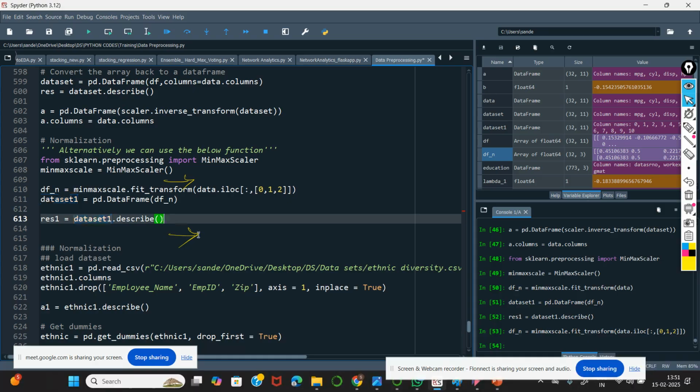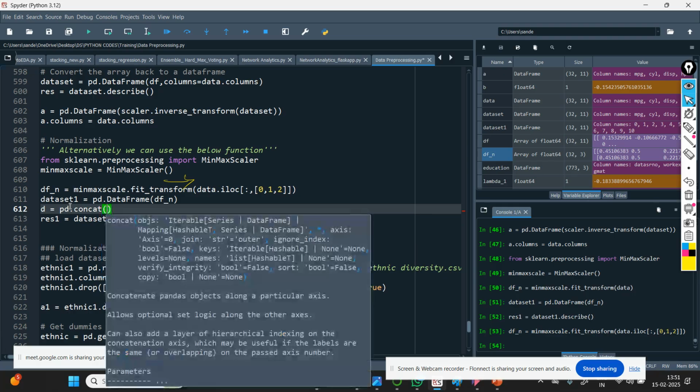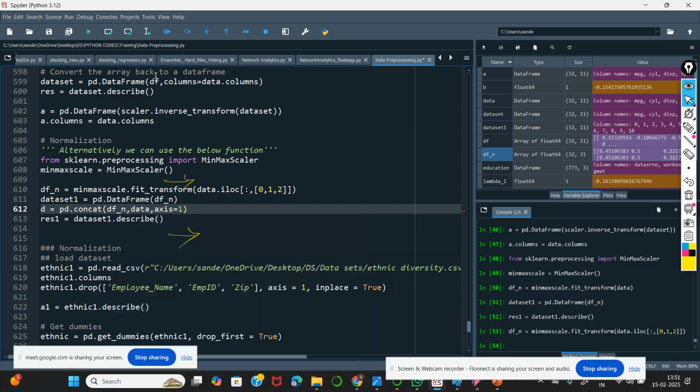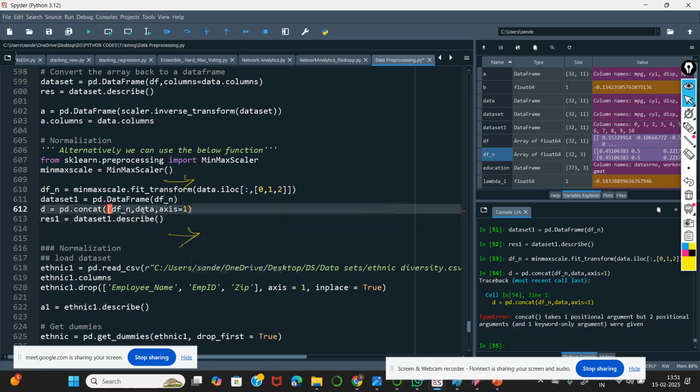Now I will add these three columns to the original data. If you add, that is concat. d is equal to pd dot concat, pd dot concat, which I have to go with. df underscore n is one data. Access 1, 0, 1 1, that's it, concat position. Okay, do one thing, put a bracket.